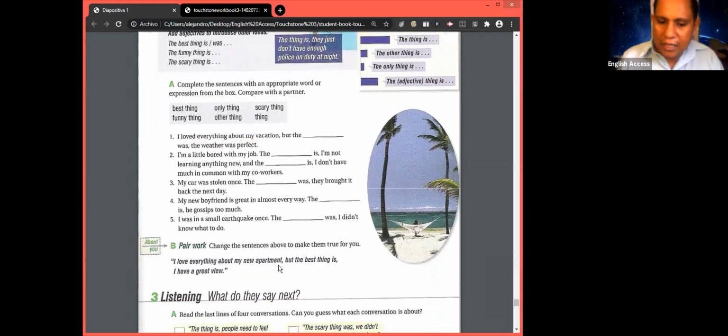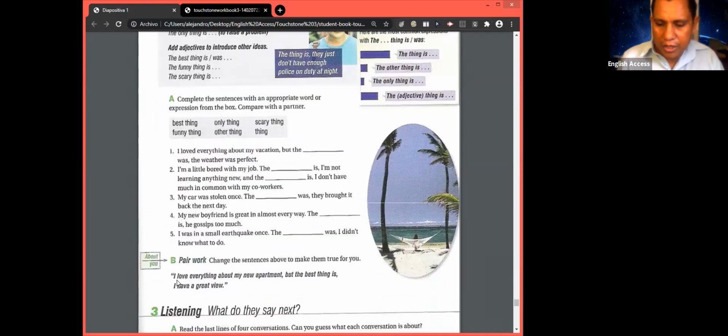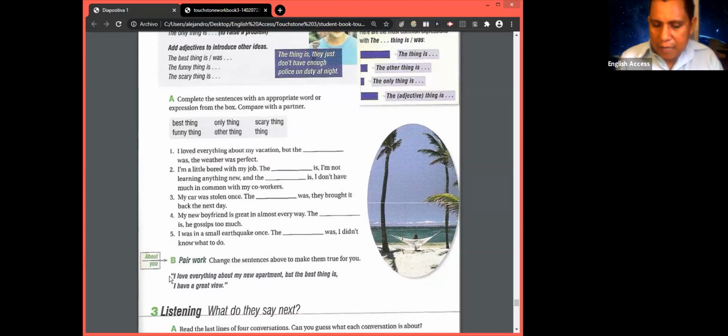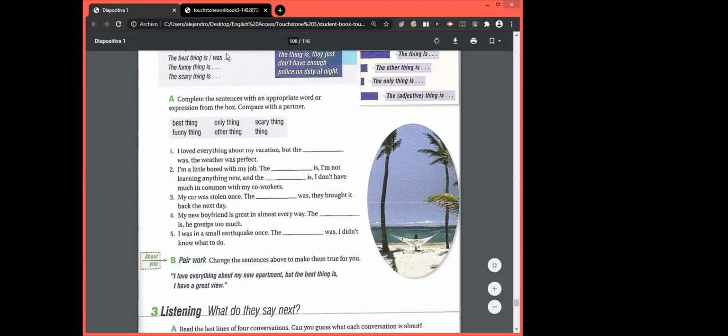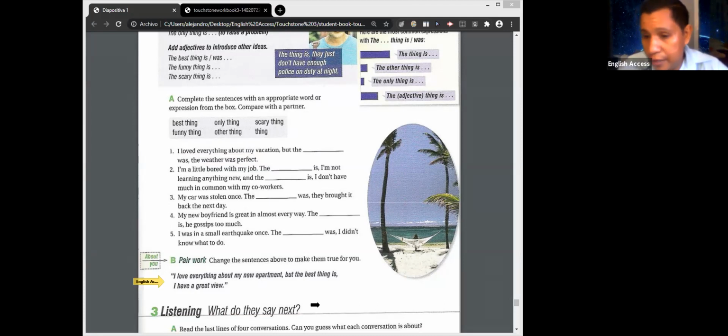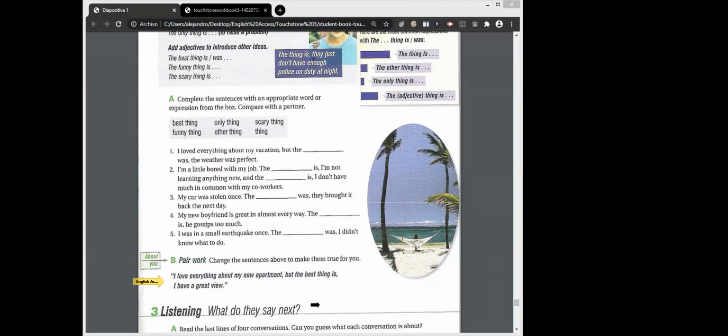For example, look at letter B, guys. Diana, can you read, please, the example? I love everything about my new apartment, but the best thing is I have a great view. Okay, that's one option, right? You can do a lot of sentences using that structure. But also, look at the others, 2, 3, 4, and 5, and choose one and share with the class.